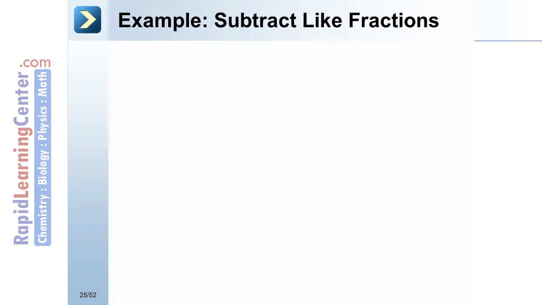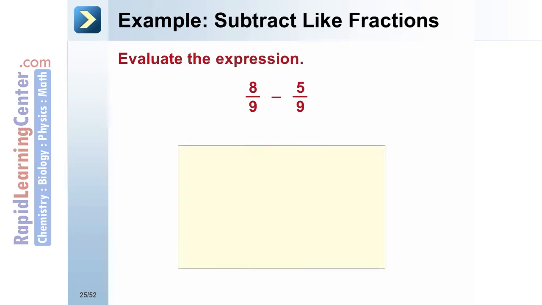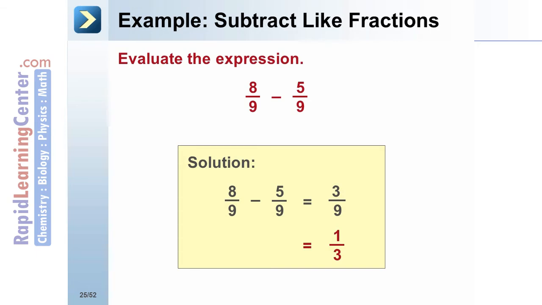Example: subtract like fractions. Evaluate the expression 8/9 minus 5/9. Solution: subtract the numerators and keep the same denominator. 8/9 minus 5/9 equals 3/9. Simplify the fraction by dividing the numerator and the denominator by 3. The final answer is 1/3.